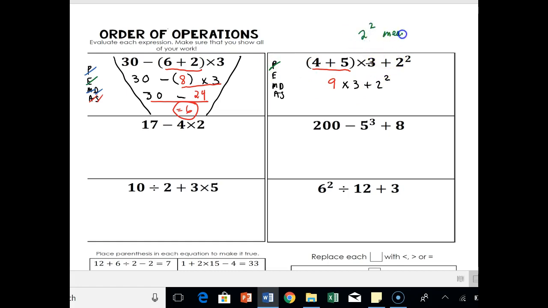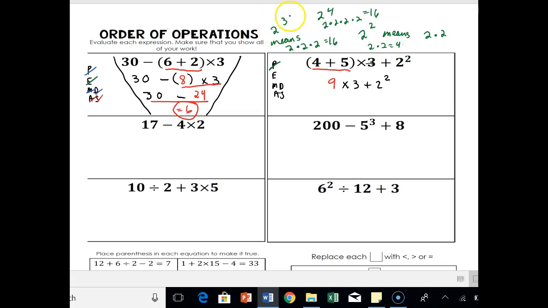means 2 times 2. However, 2 to the third means 2 times 2 times 2. That's not 6. 2 times 2 is 4, and then 4 times 2 is 8. So 2 to the fourth would mean 2 times 2 times 2 times 2. That's not 8. That's 2 times 2, which is 4, times 2 is 8, and 8 times 2 is 16. So you're multiplying this base number by itself. So 2 to the second is just 2 times 2, which is 4.